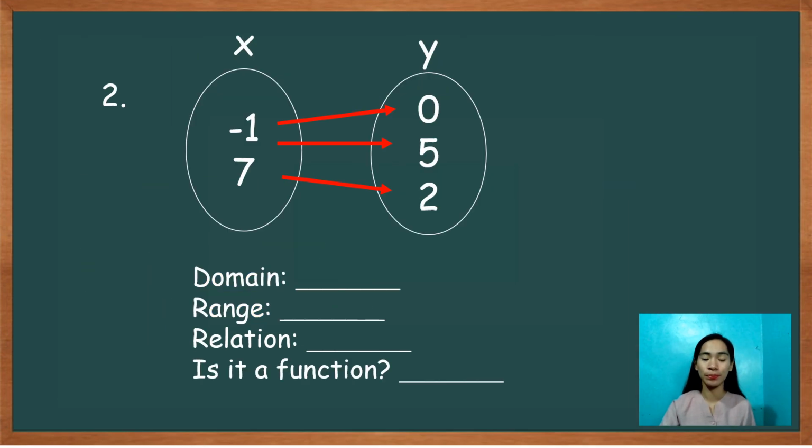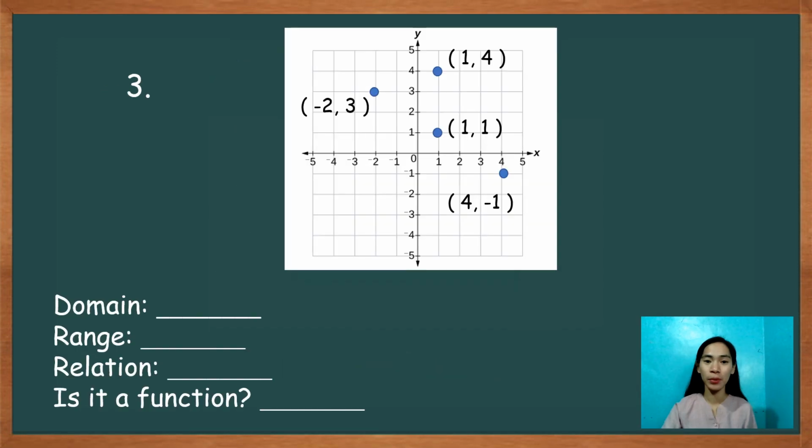Next, number 2. The domain is -1, 7. And the range is 0, 5, and 2. The relation is many-to-one. Is it a function? Yes, very good.